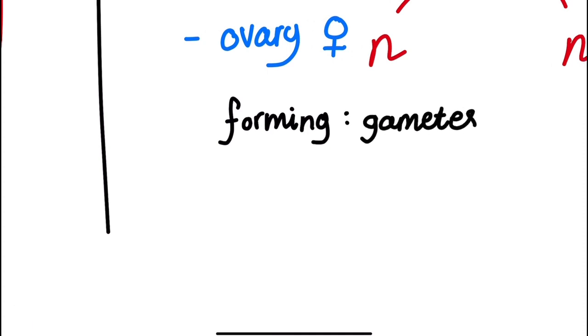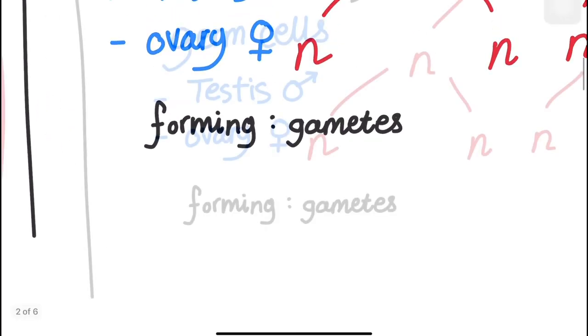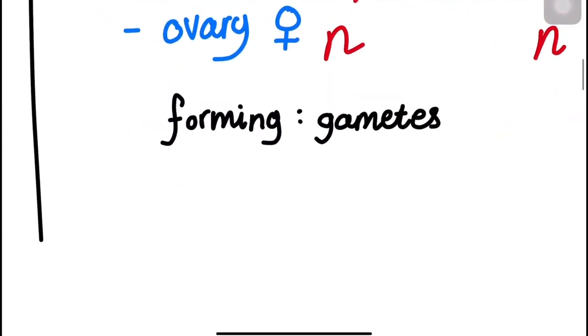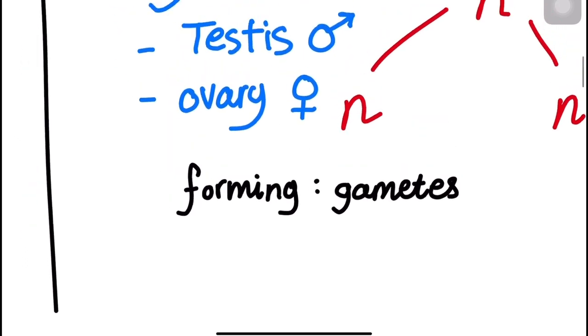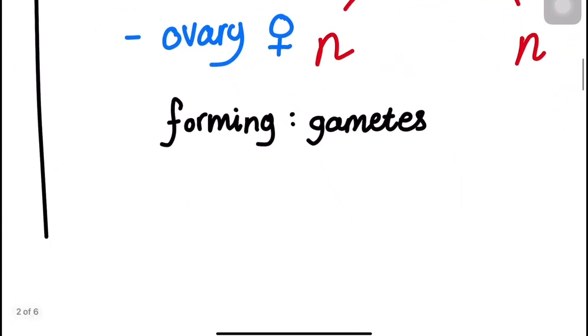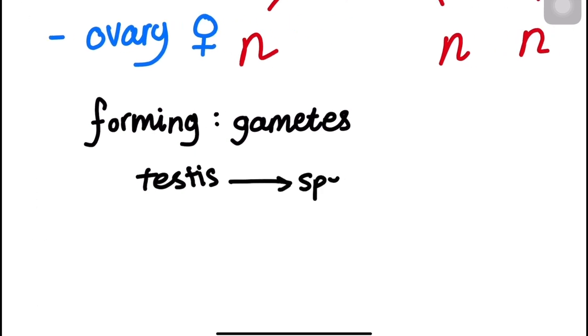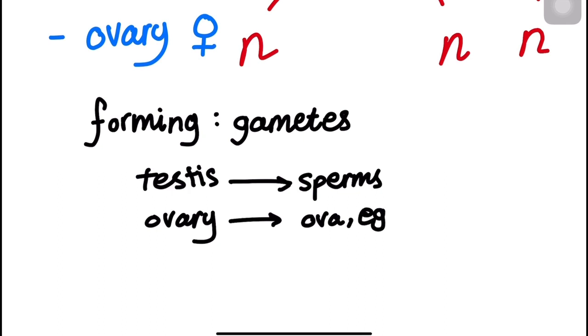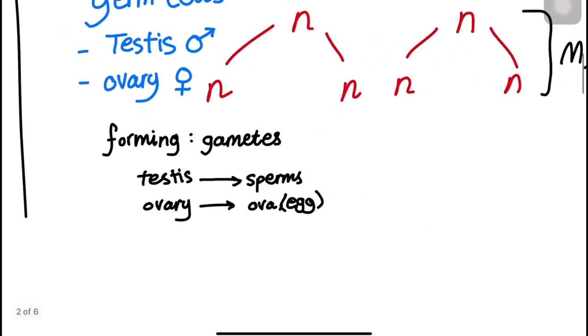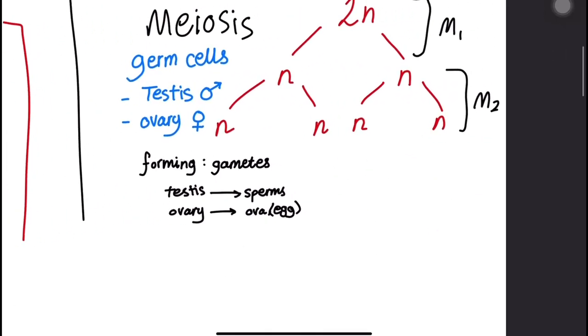Gametes. What do I mean by gametes? Just like I said, testes are producing or forming sperms, ovary, ova, or egg. We call it egg or ova. So this is the main things that you need to know.